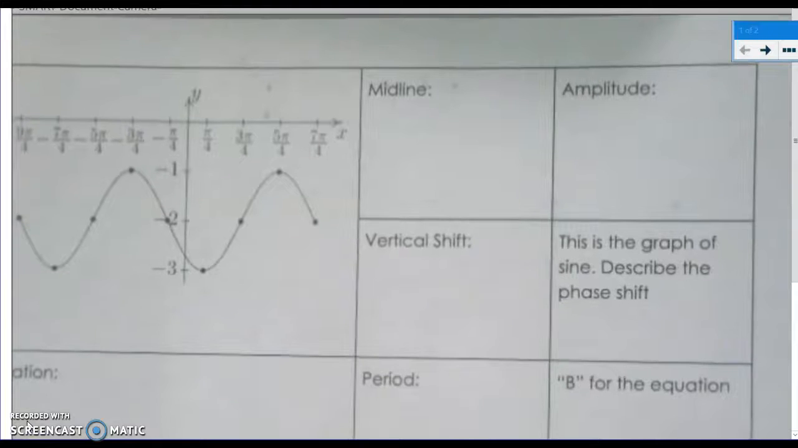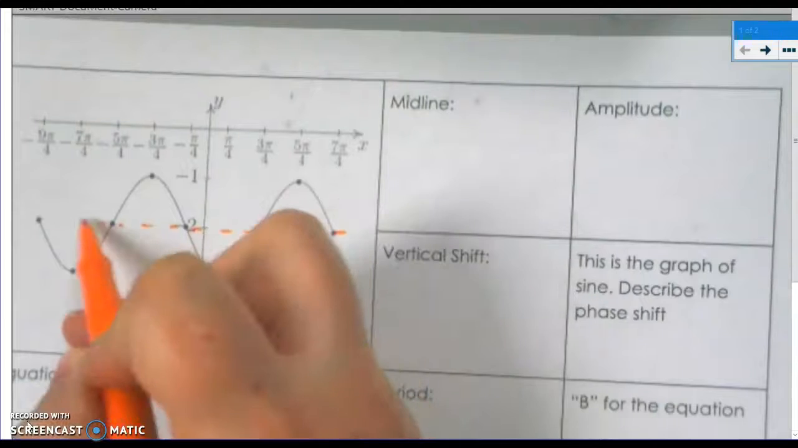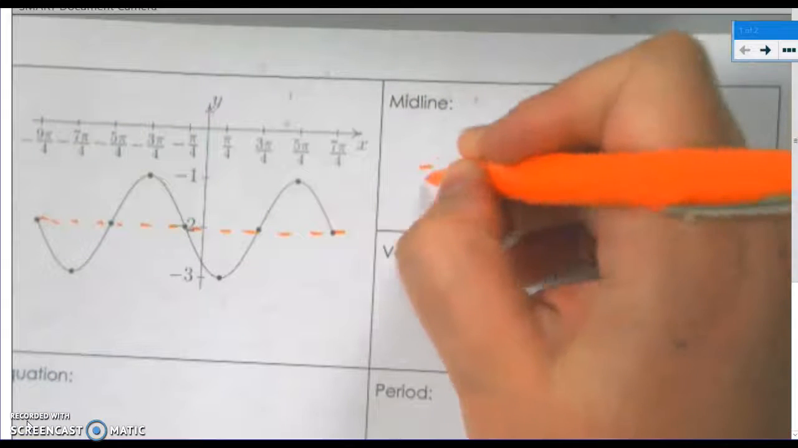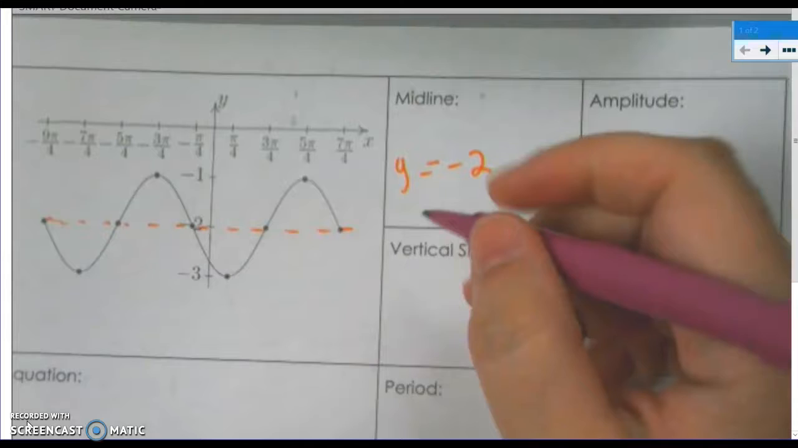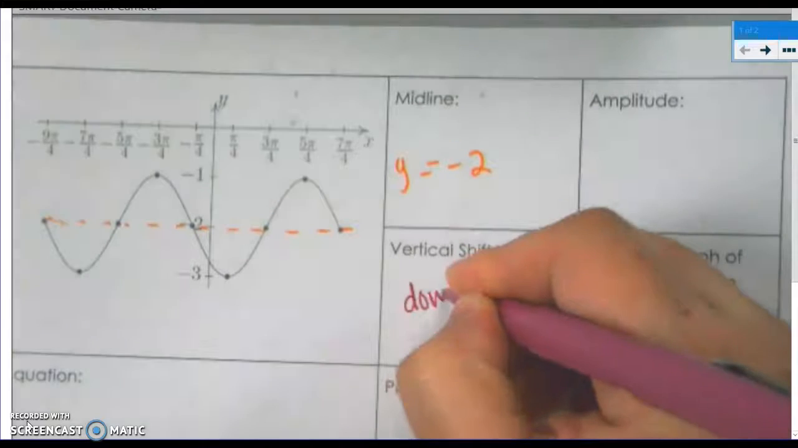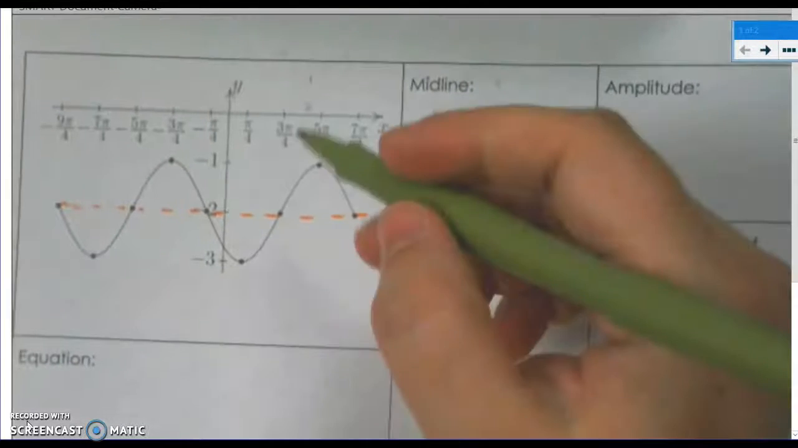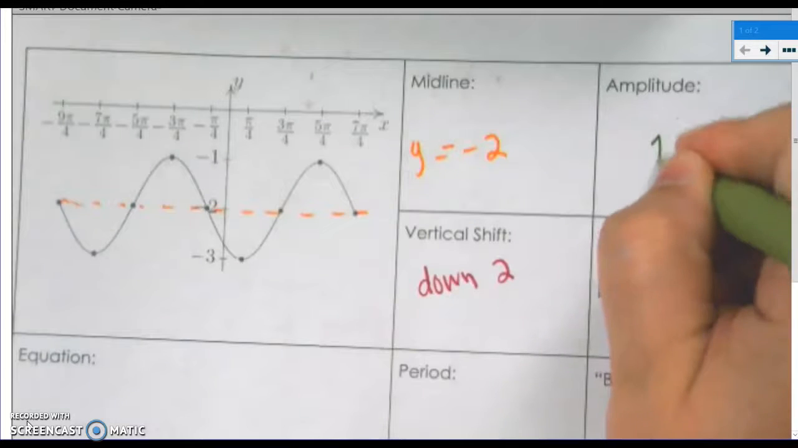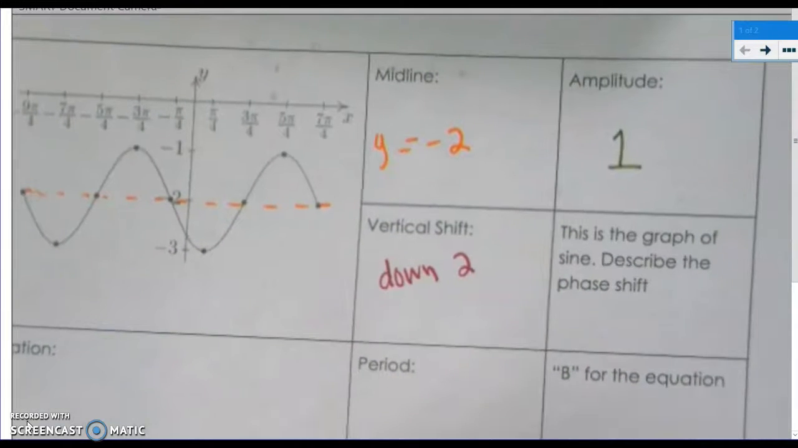All right, next one. Midline, -2. Y equals -2. So that is my vertical shift. My amplitude is 1. And I want this to be sine.